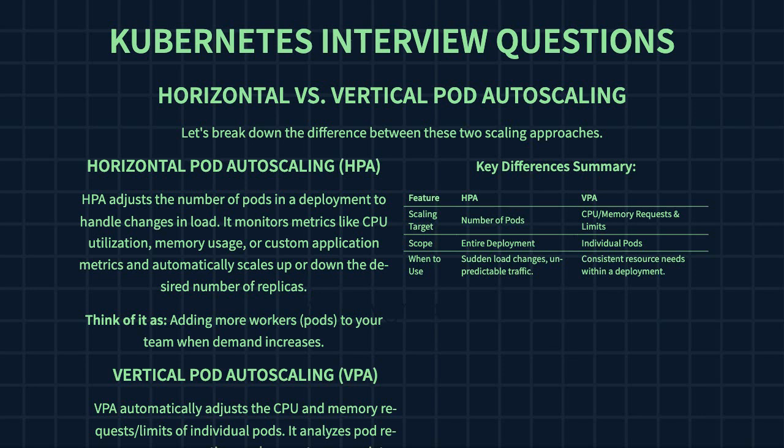It's like having a team grow when you need more hands on deck. Vertical pod autoscaling, on the other hand, focuses on tweaking the resources assigned to individual pods, specifically their CPU and memory limits. It's like giving each worker pod more or less horsepower depending on what they're doing. HPA scales out, while VPA scales up within a deployment. Understanding when to use each approach is crucial for maintaining optimal performance and cost efficiency.